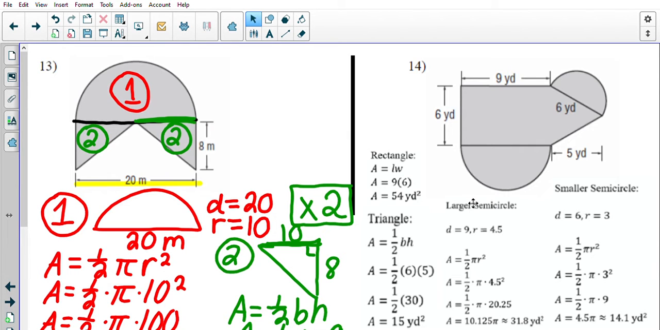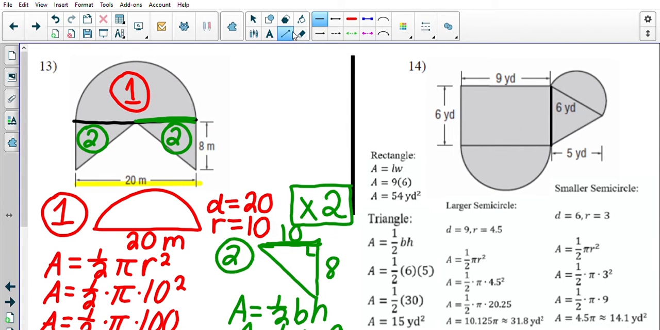So I want to begin with number 14, which I personally think is one of the harder questions in these guided notes. So we have it mainly broken down into a larger semicircle, a smaller semicircle, and then we need to split up this region right here, which kind of looks like a house on its side. So I'm going to put a dividing line right in here to split this into a rectangle and a triangle.